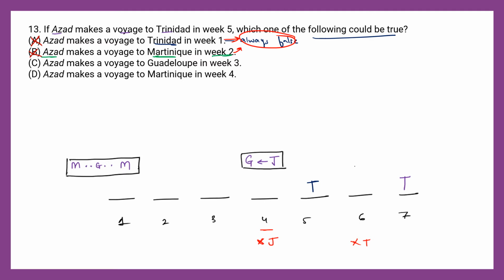Let us look at option C. Option C says that A makes a voyage to G in week 3. So let's put G in week 3 and see if this can work out.